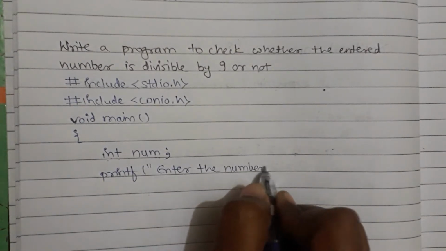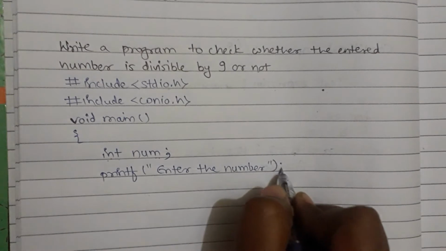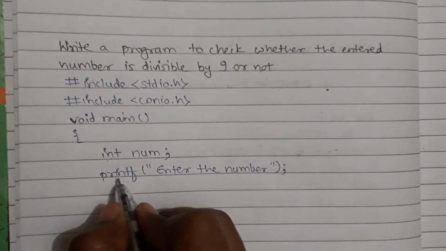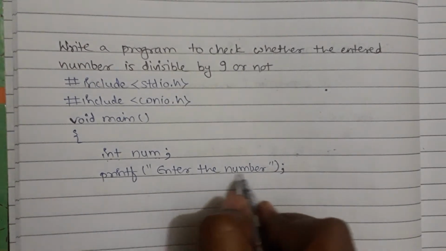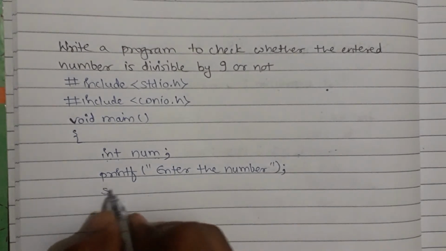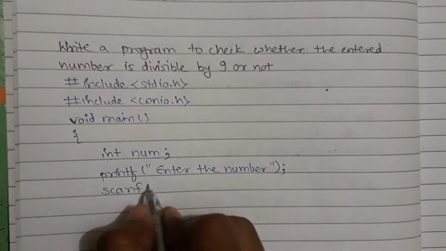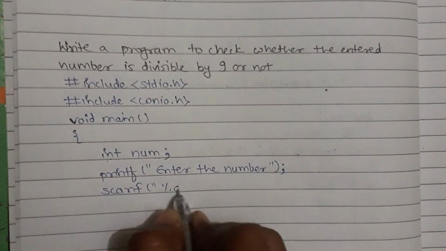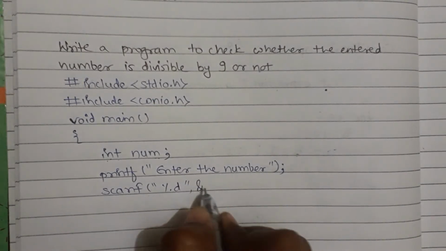Therefore this task can be executed by using the printf function. So printf enter the number. Now we have to take the value from the user, and therefore we write the scanf function.